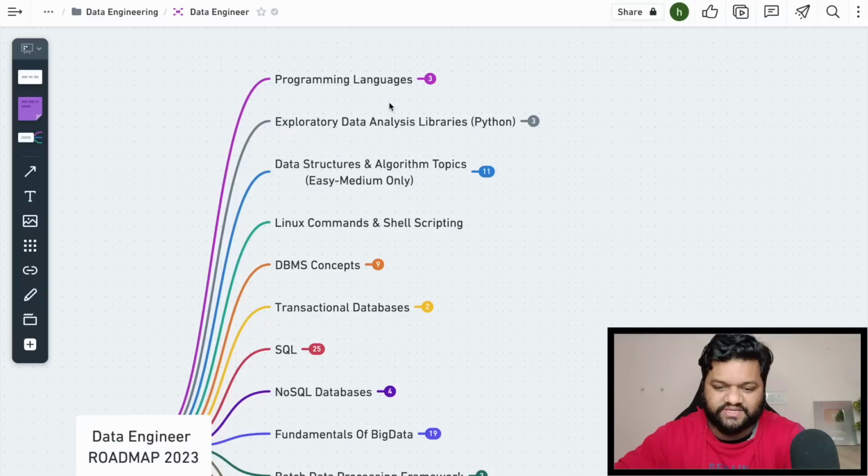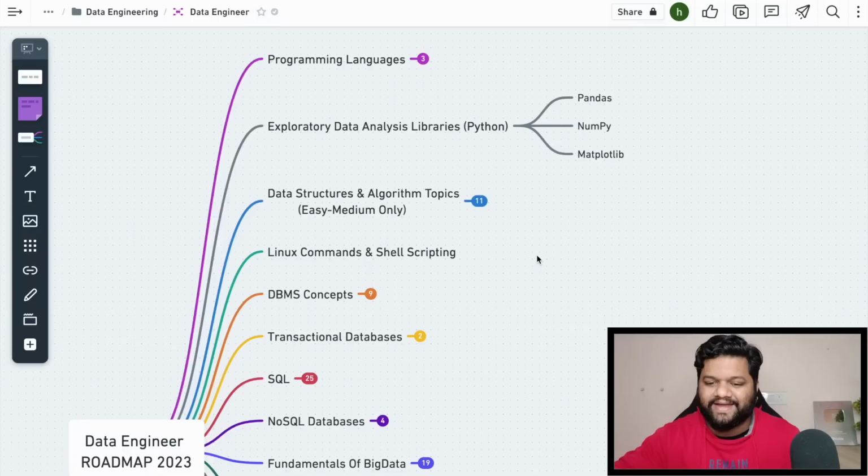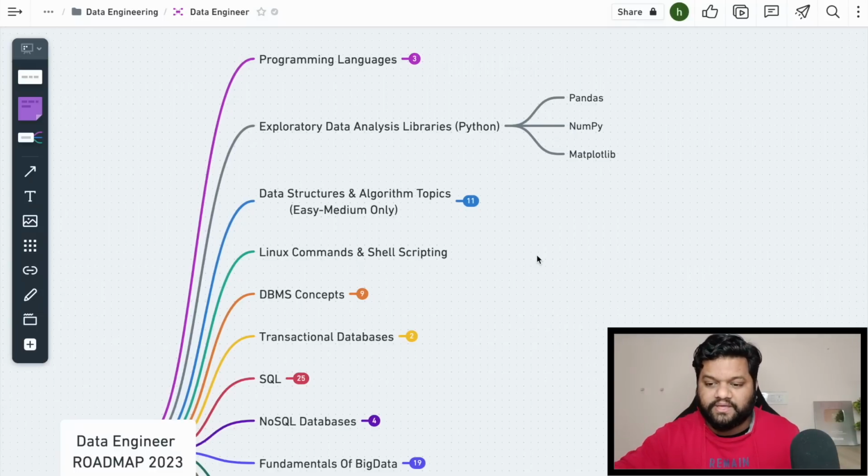Moving on to the next section, if you are going ahead with Python, then Python has very rich support for all the data analysis related stuff, and that is why it is very popular. So you should also look into the exploratory data analysis libraries in Python, like pandas, numpy, matplotlib.